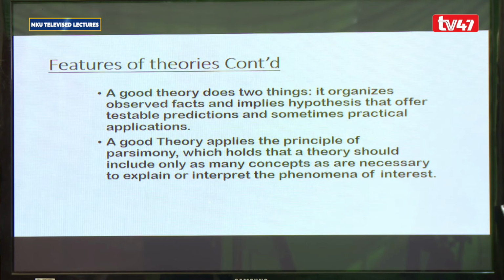Again, a good theory is supposed to do two things. First, it should be able to organize the observed facts and hypotheses to make them practical. And then a second thing is that a good theory should be simple. You can see this word here, parsimony. It should apply the principle of parsimony. Parsimony simply means that it should be using simple things to explain that which we are studying. So don't use complicated language and things to explain a simple thing. The simpler, the better.